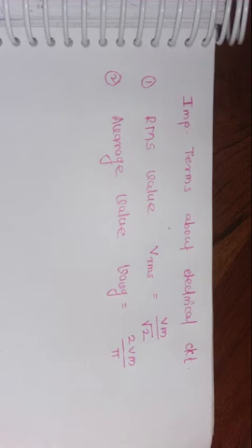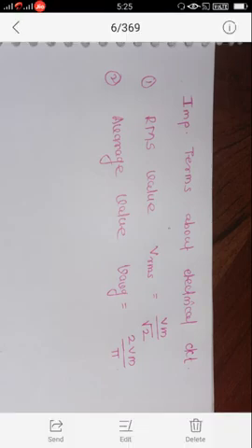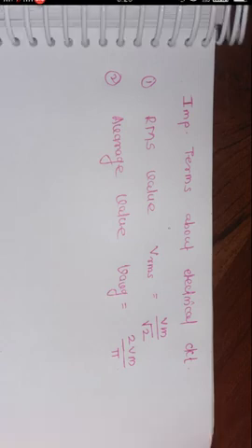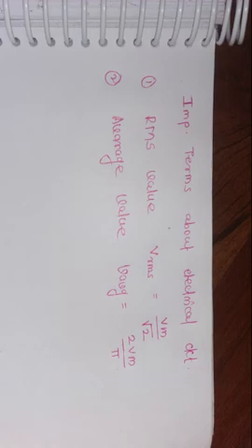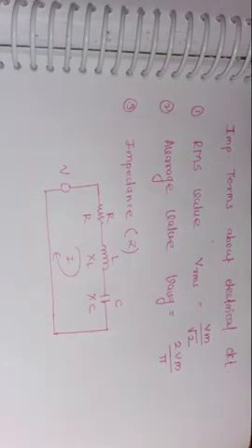Again I repeat, average value is the average of all the instantaneous values of an AC quantity. It may be in the form of current or voltage. Now we will go for the next quantity, that is impedance.